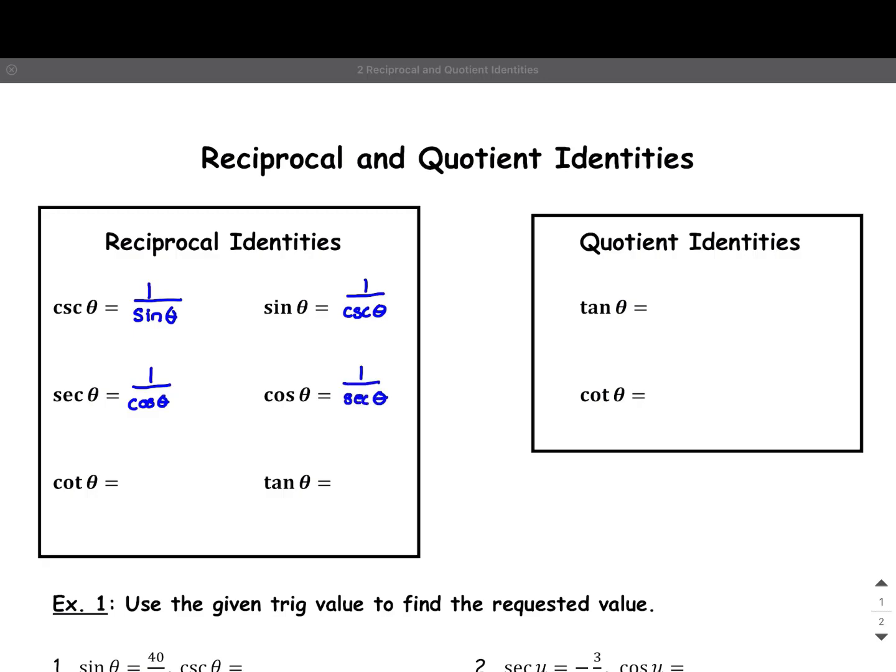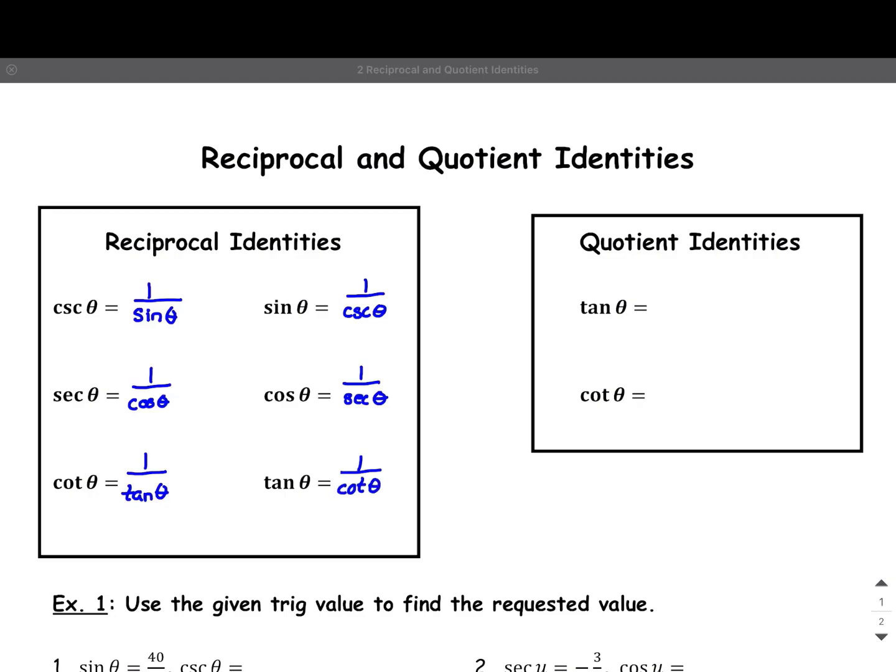And the last set would be cotangent and tangent. Cotangent, or COT, we don't say cot theta. It's cotangent of theta is 1 over the tangent of theta. And tangent theta is 1 over cotangent theta.